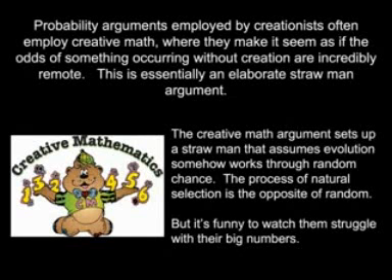Creative math. Probability arguments employed by creationists often employ creative math, where they make it seem as if the odds of something occurring without creation are incredibly remote. This is essentially an elaborate straw man argument. The creative math argument sets up a straw man that assumes evolution somehow works through random chance. The process of natural selection is the opposite of random.